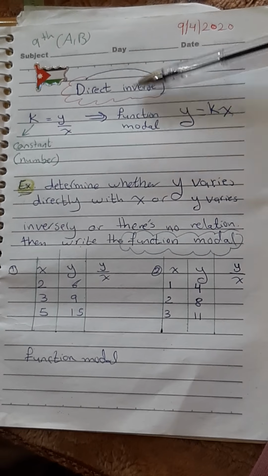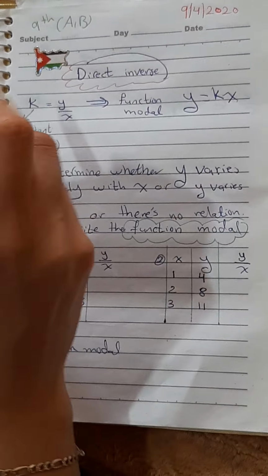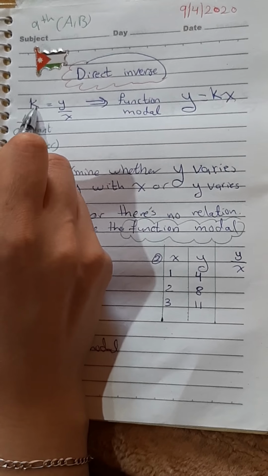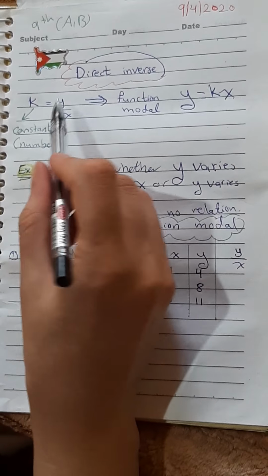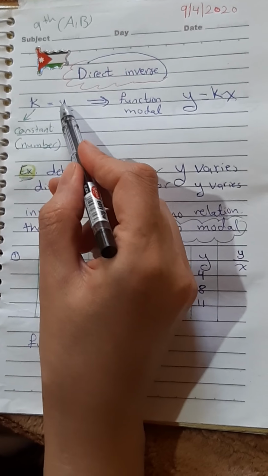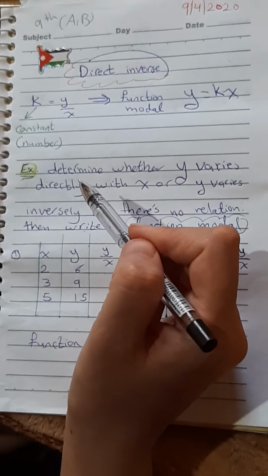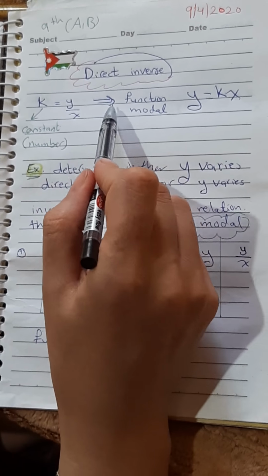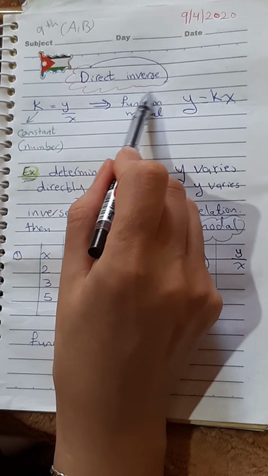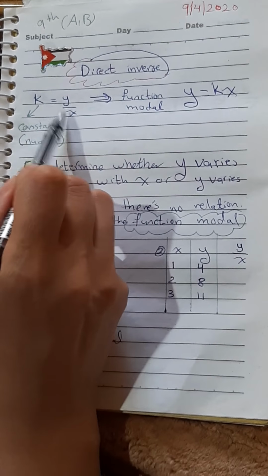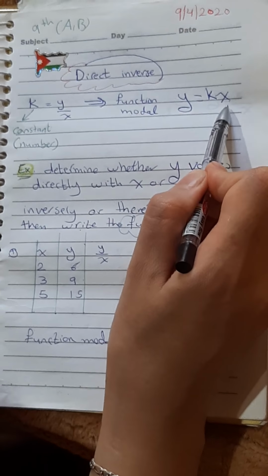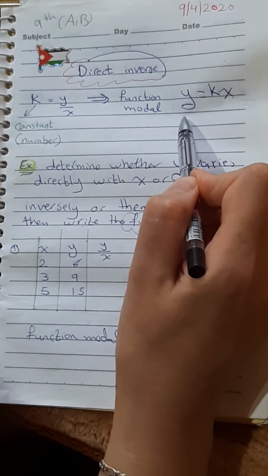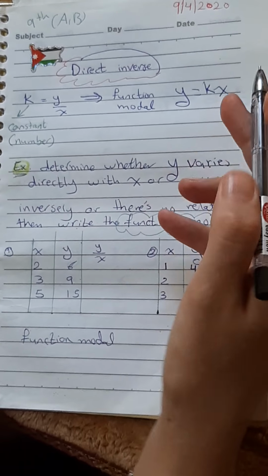The shape of direct variation is like this form, where k is a constant, a number like 3, 4, 5. Y out of x has two variables. We call this form the function model. If you multiply x by k, you will get y equals k times x. X is a variable, y is a variable, and k is a constant.